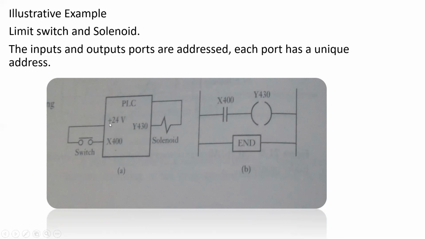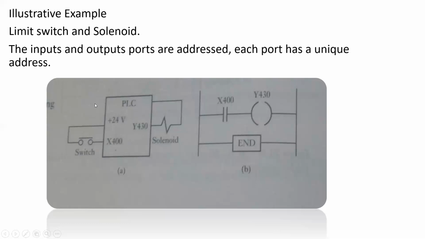Now here we can see that the plus 24 volt is going into the switch, and then the input from the switch is going to X400. So this is basically a sourcing input; the switch is acting as a source, and the input X400 is acting as a sink. We have already discussed this in the previous lectures. So here, when the switch is closed, the input goes from low to high, and when the input goes from low to high, we want the output Y430 to be high.